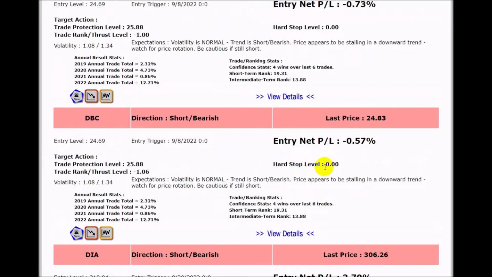Here, when you're looking at one that does not have a hard stop, this means that we're letting the trade mature. We do not have a physical hard stop level. We would be watching this 25.88, the trade protection level, as a key resistance. You can see we're $1.05 away roughly, but we're watching that level as resistance.